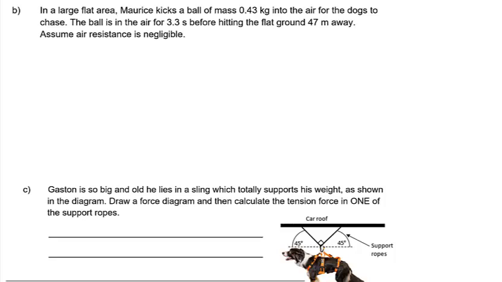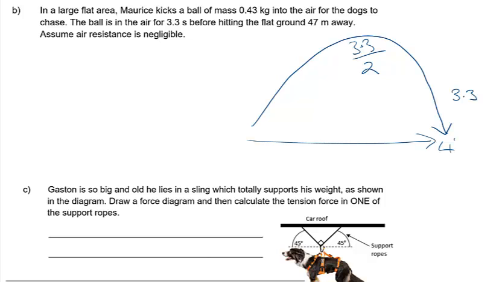Okay, now we've got a ball being kicked, and it's in the air for 3.3 seconds, so that means it's going to be half that time to get to the peak, and it hits the ground 47 meters away.